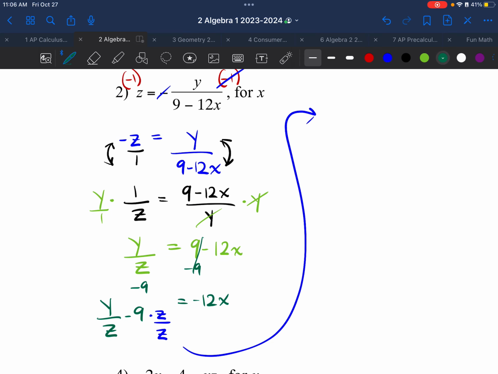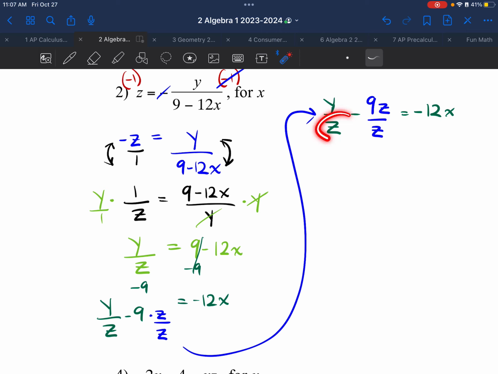So let me come back up here. What I'm left with now is this original y over z. I can make my y slightly longer. And then this is going to be minus, and now it's going to be 9z over z. And that's still all going to be equal to a negative 12x. So notice now we have like denominators, and I can actually subtract.